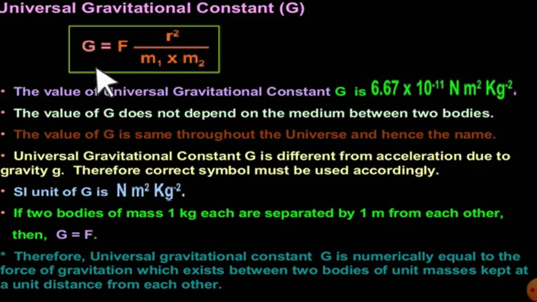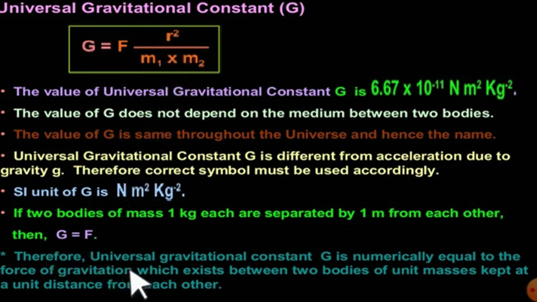So from this expression, if you take the masses of the two bodies as, say, 1 kg each, and they are separated by a distance of 1 meter, then this will be 1 square, 1 into 1. So this factor will be equal to 1, and so your universal gravitational constant will be equal to F. So we may define the universal gravitational constant as the amount of gravitational force between two masses of 1 kg each separated by a distance of 1 meter.